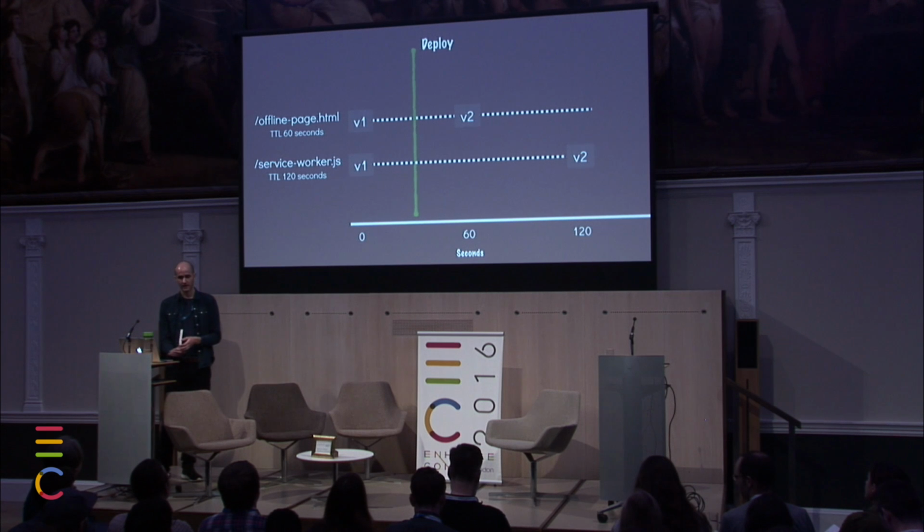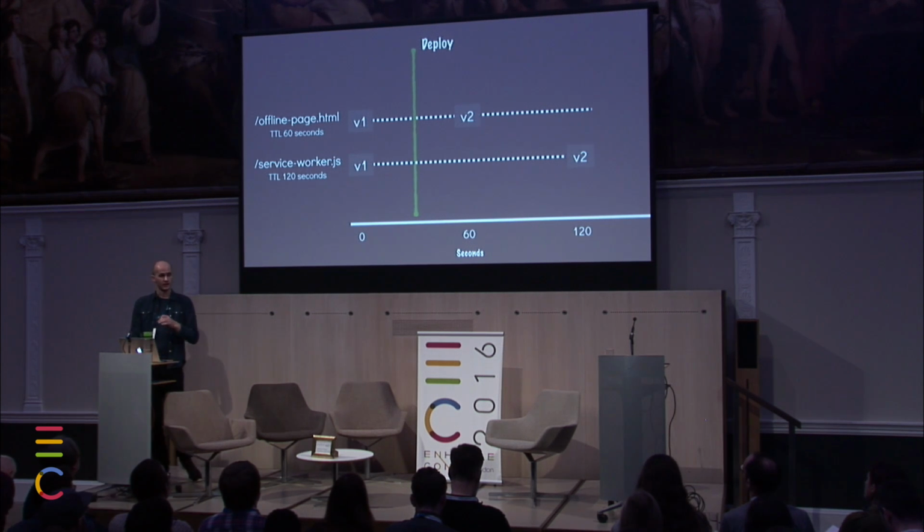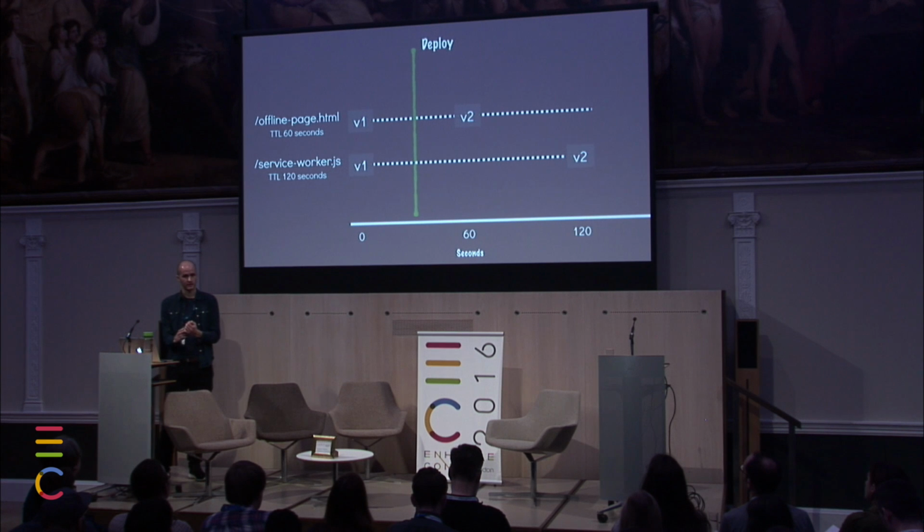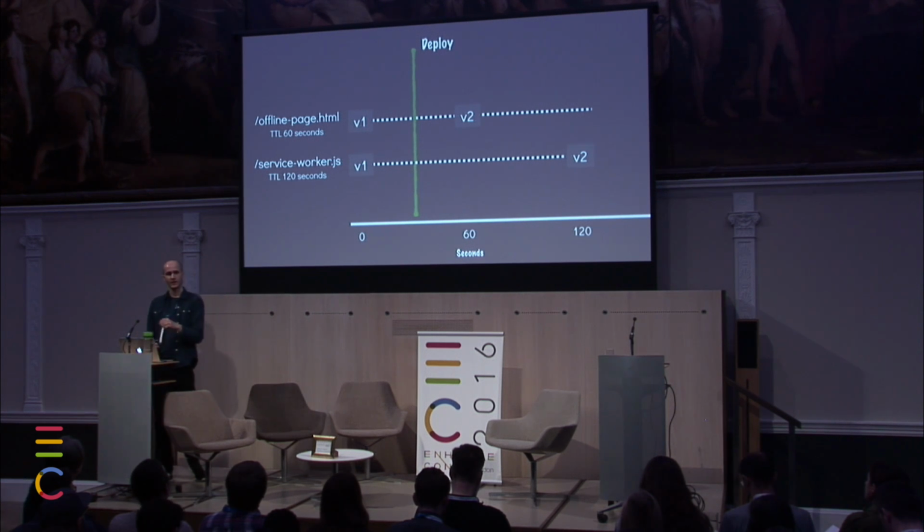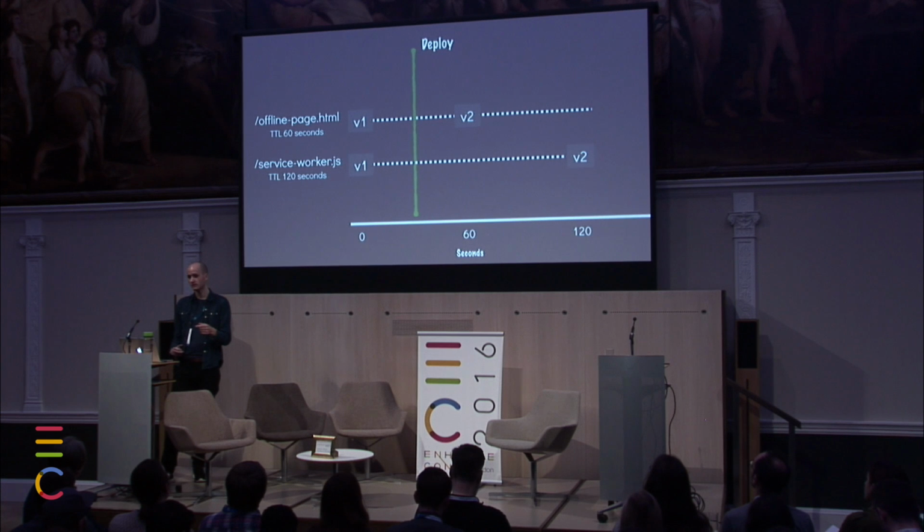Eventually, you will get both versions of the asset in. You will get both versions at the same number. But if your browser ends up requesting the old service worker and the new offline page, those assets could refer to different asset versions. So then the whole thing just falls down.